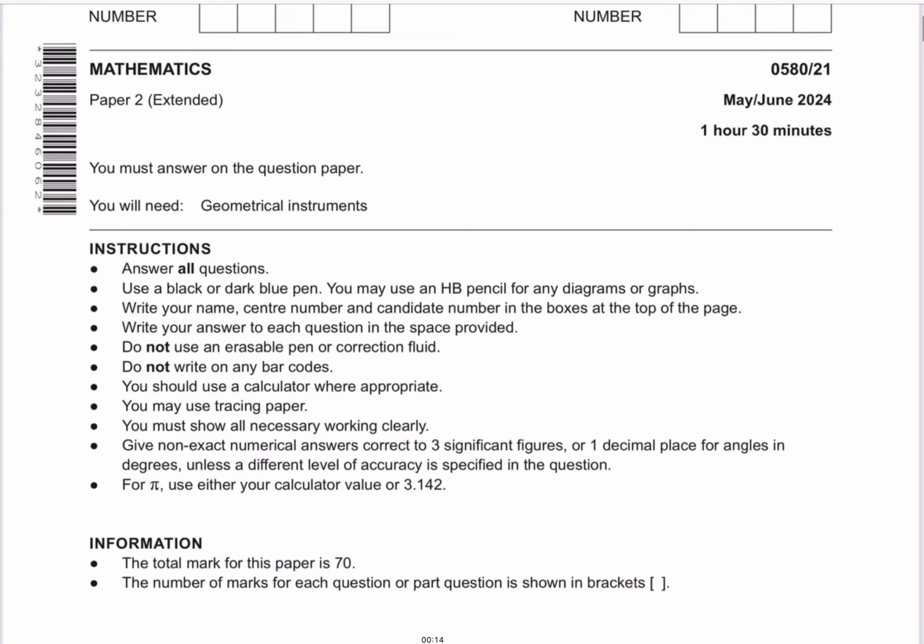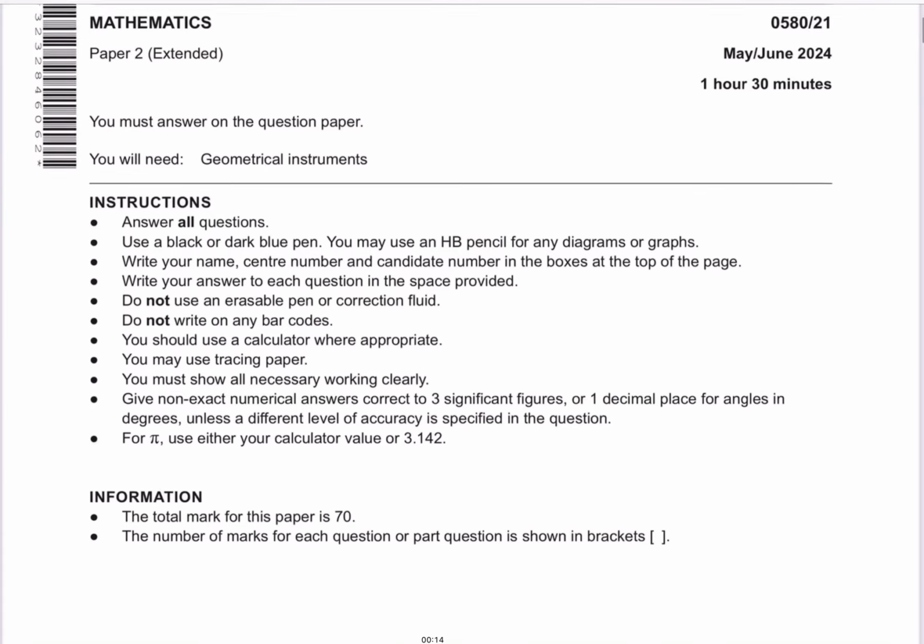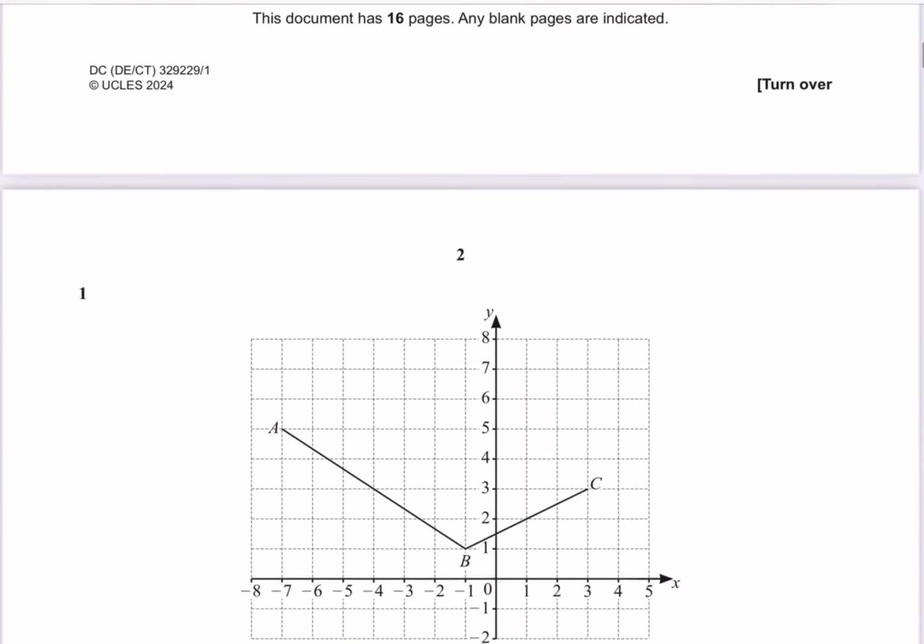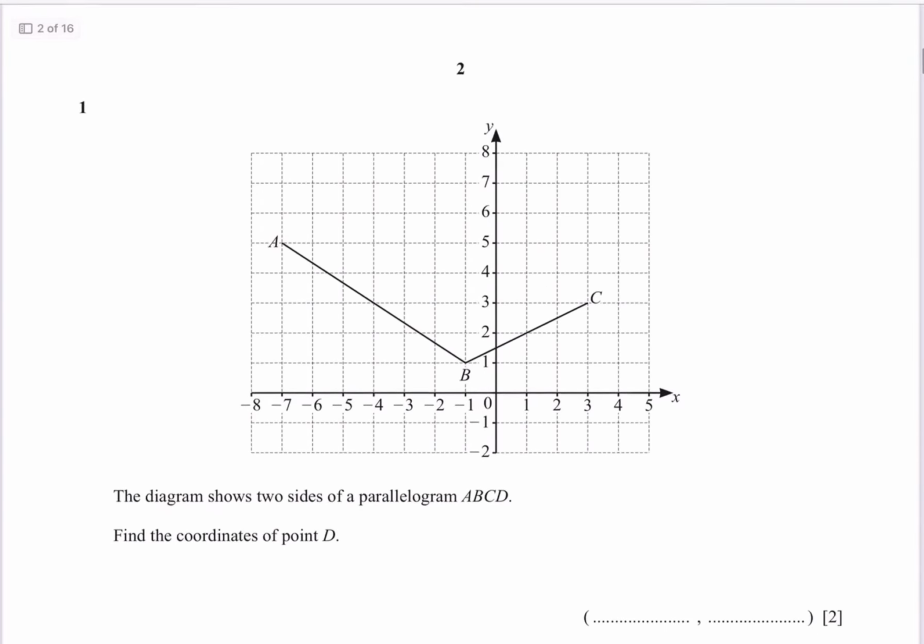Variant is 1. So total marks are 70. Our question number 1, it says the diagram shows two sides of a parallelogram ABCD. Find the coordinates of point D.